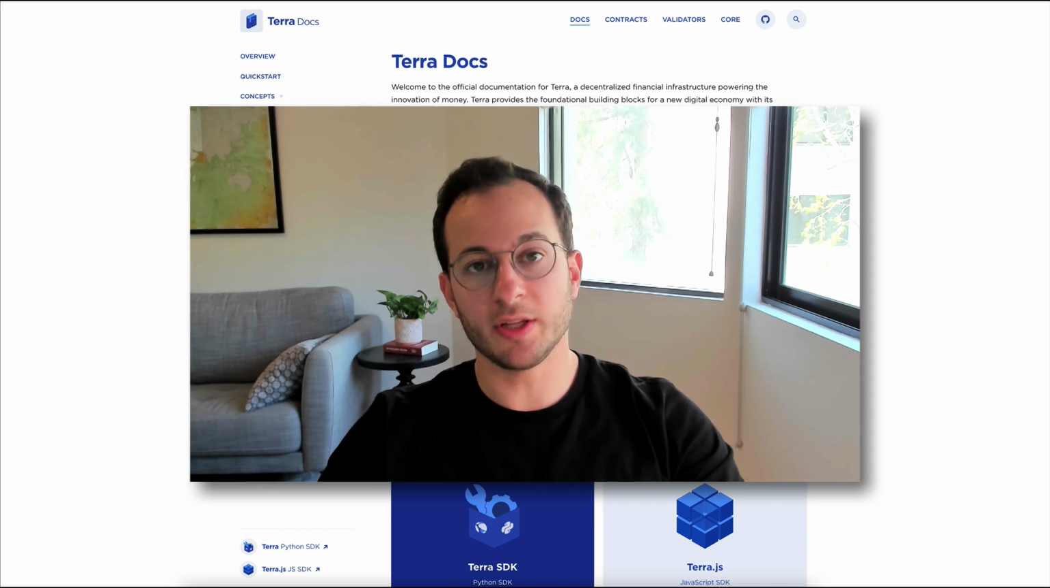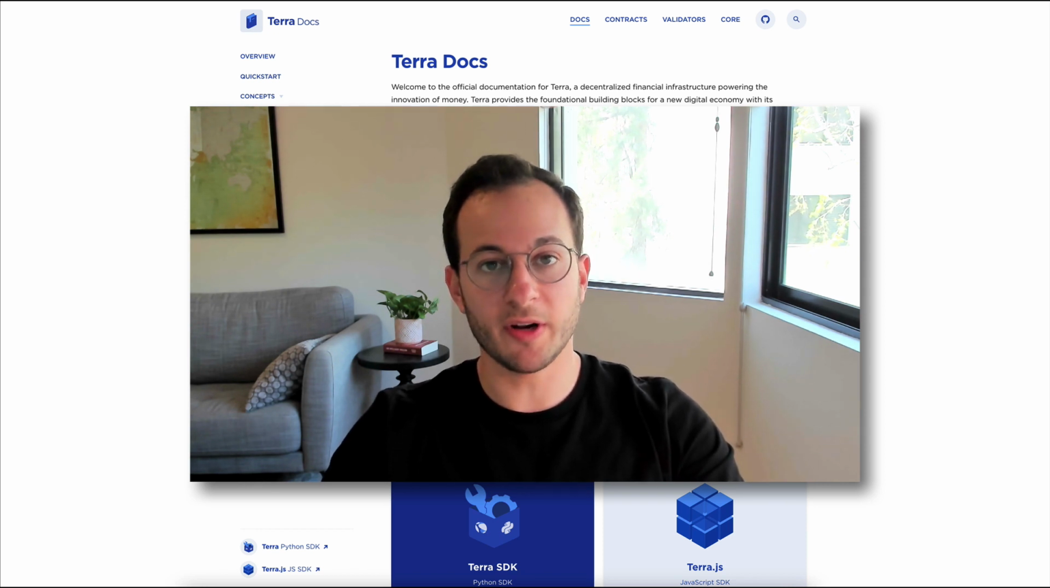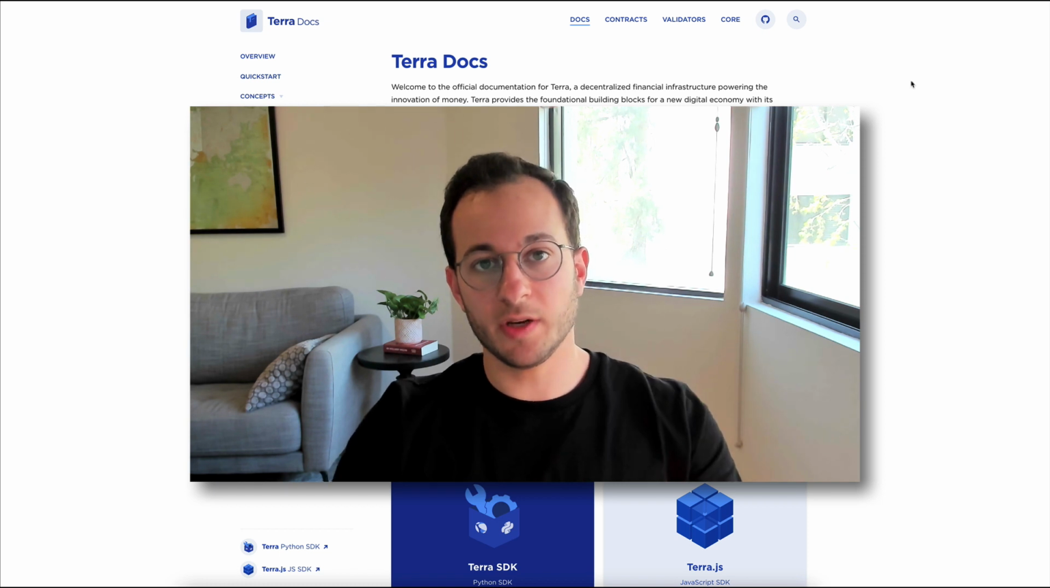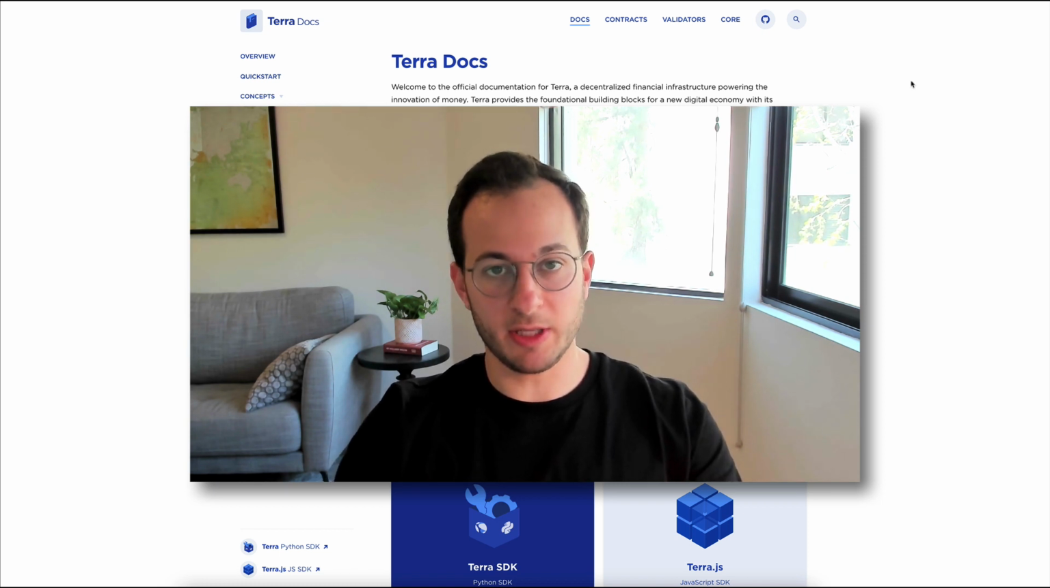So as you can see, the value of the Luna token and these stablecoins are very closely tied together. As the Terra ecosystem grows and demand for these fiat currencies grows, the Luna token price should appreciate as well. Now, if you want to participate in the Terra network, it's fairly simple.